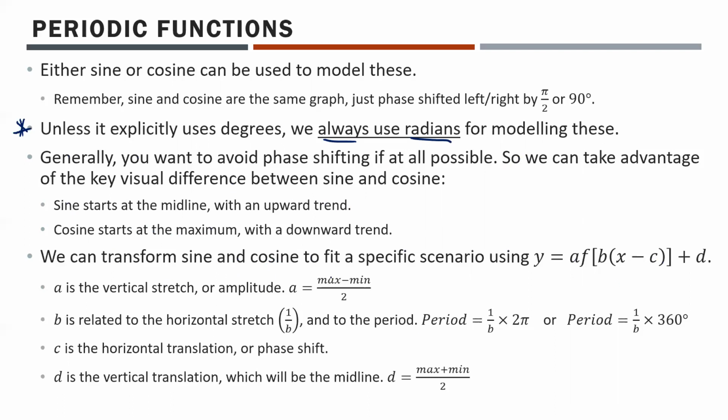So we can transform sine and cosine to fit a specific scenario using that general form. A is your vertical stretch, your amplitude. Yesterday, I showed you that your amplitude is your max minus your min divided by 2. The good news is a little bit of intuition can go a long way here.